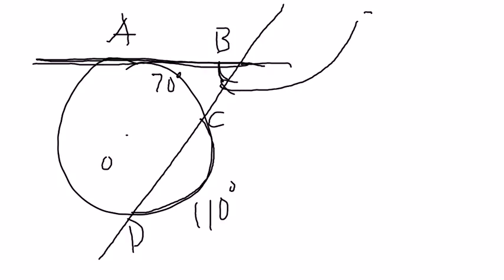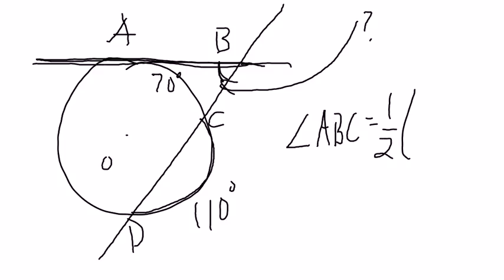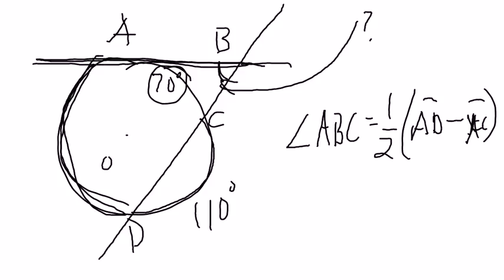So how do we find that angle? Well, it's intersecting outside the circle. So angle B, or angle ABC we could say, is going to be equal to half of arc AD minus arc AC. Okay, well you know arc AC is 70 right there, right? Well you need this AD right there. So how do we come up with that?